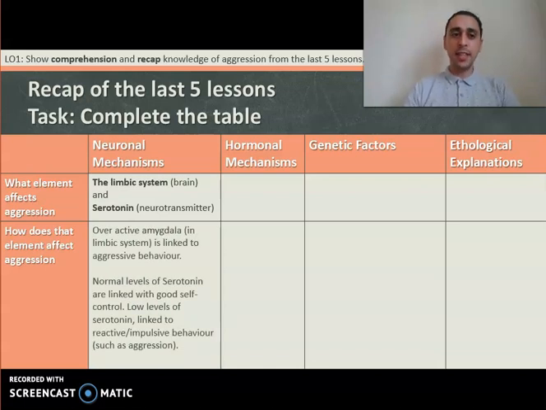Overactive amygdala in the limbic system is linked to aggressive behavior. So in the limbic system, there's one specific part which affects aggression or emotional behavior, and that is the amygdala. What it found is when you have an overactive amygdala, it could lead to and is linked to aggressive behavior. Now with serotonin, how does serotonin affect our aggression from what we've learned?